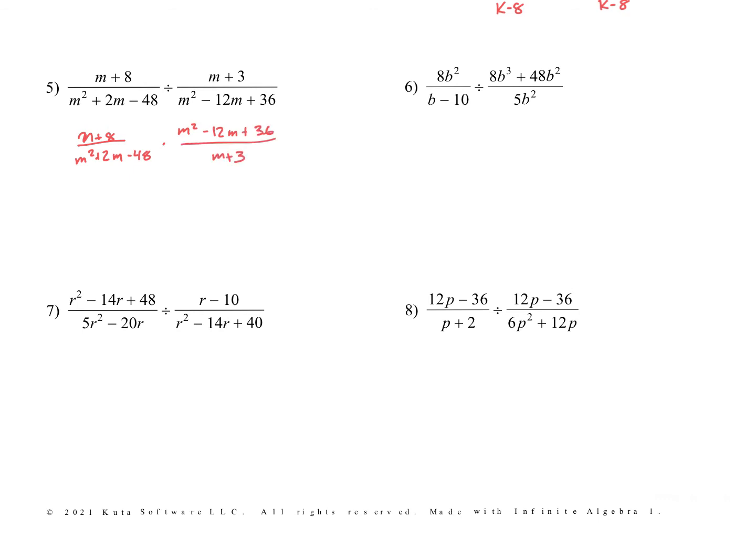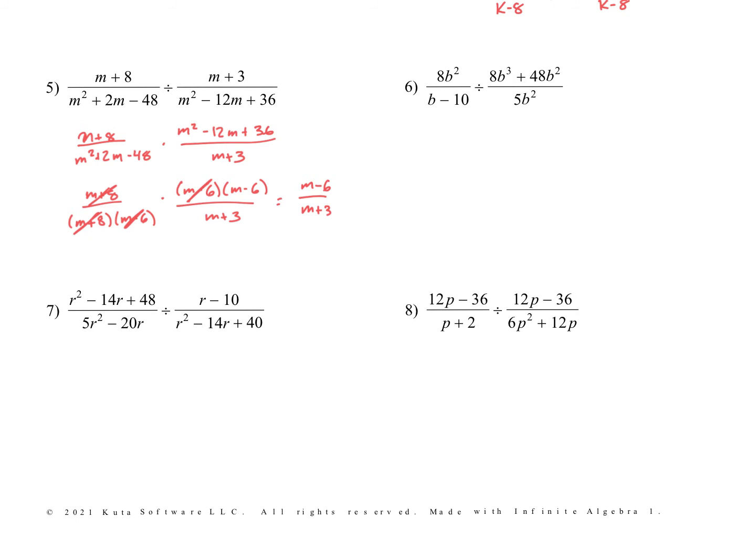Okay, now I'm going to factor, so I have m plus 8 in my numerator. This is going to be m plus 8, m minus 6 times, and this is going to be m minus 6, m minus 6. And there we go. The m plus 8's will simplify, one of the m minus 6's will simplify, and I am left with m minus 6 over m plus 3, and that is as far as it goes.